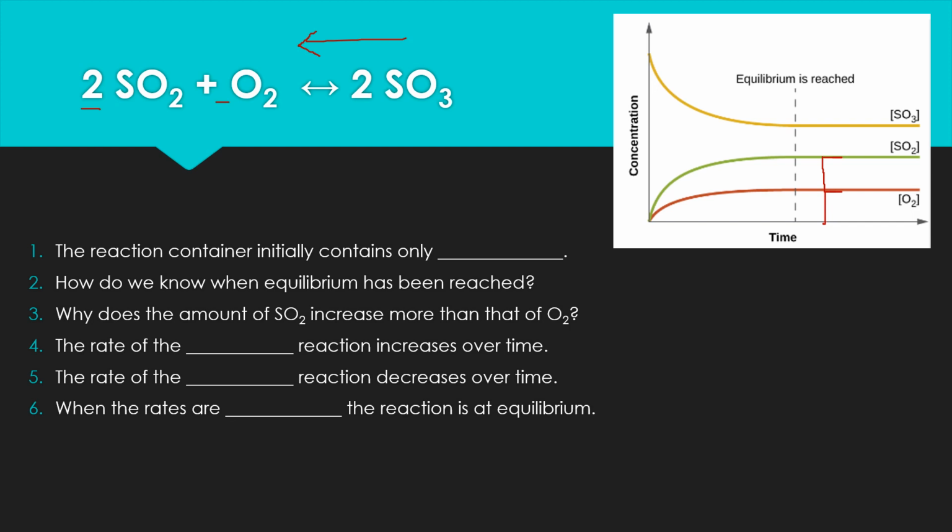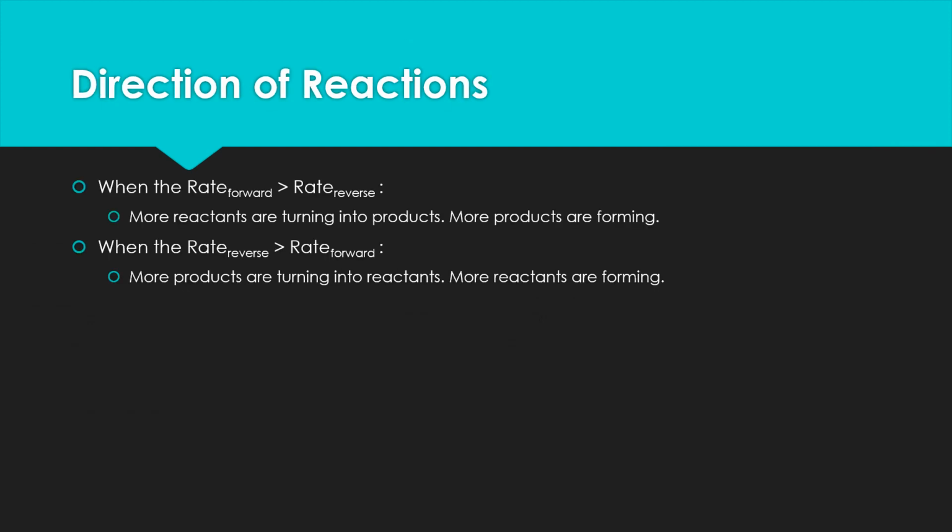Okay, so let's take a look at one more part. The direction of reactions: when the rate of the forward is greater than the rate of the reverse, so when that forward reaction is happening faster than the reverse, then more reactants are turning into products and more products are forming. When the rate of the reverse reaction is greater than the forward, more products are turning into reactants, so more reactants are forming. So if we can look at something and see which one's creating more at that time, we can know which reaction is being favored, forward or reverse.